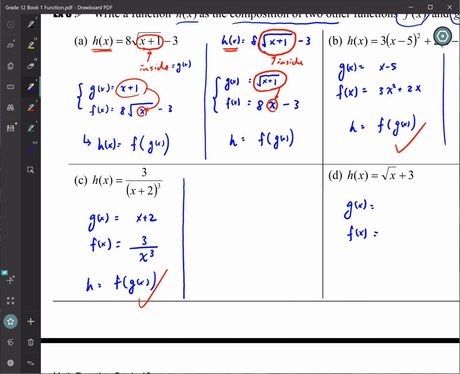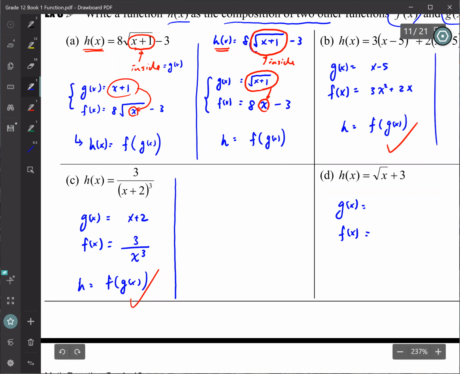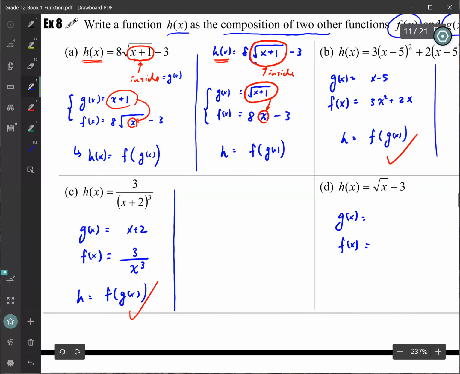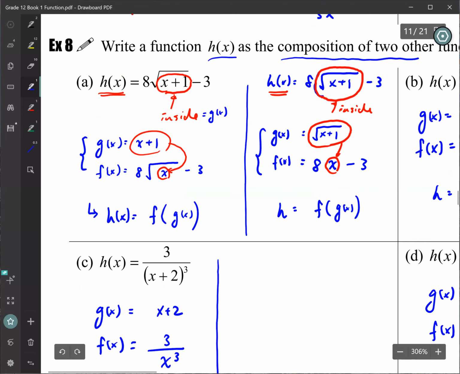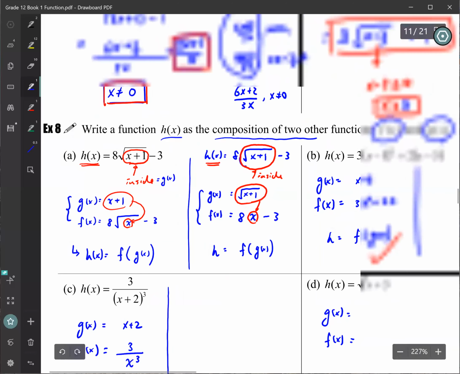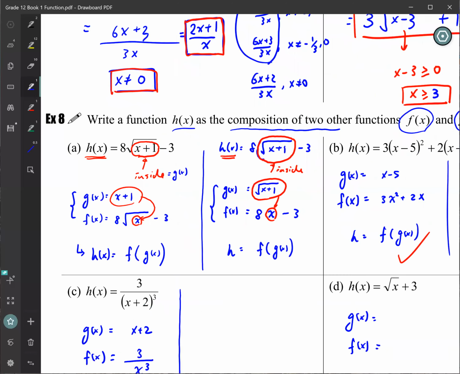Catherine, how are you doing? Which question are you working on? I don't really know how to do it. Do you understand question A? No. Okay, do you know what this question is about? Not really. Okay, this question is trying to go backwards, okay? We want to find two functions, so then one function sub into the other one can get the question back.